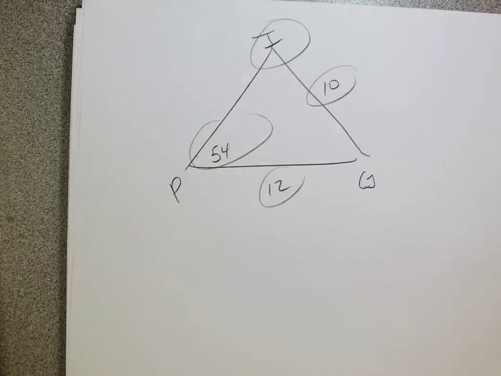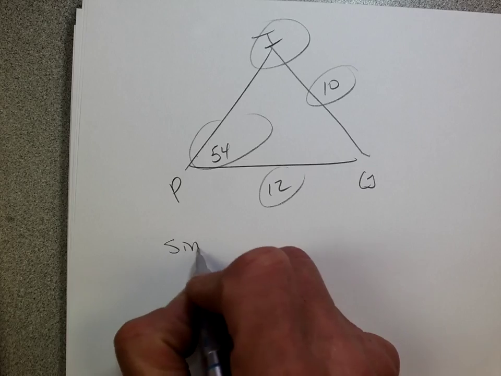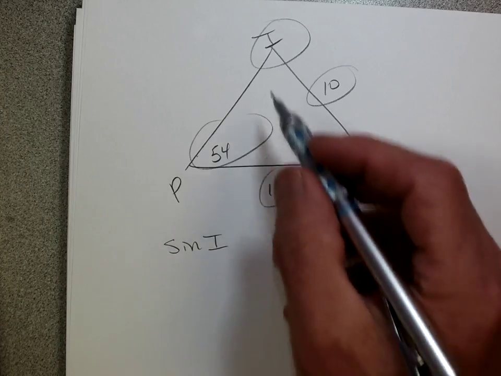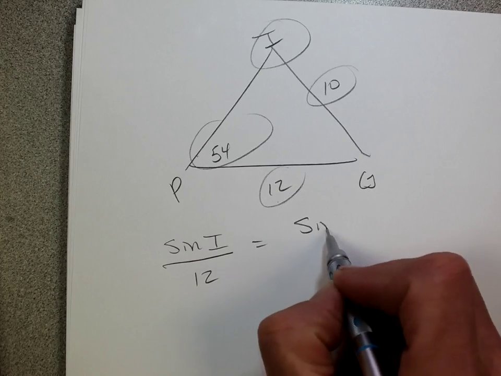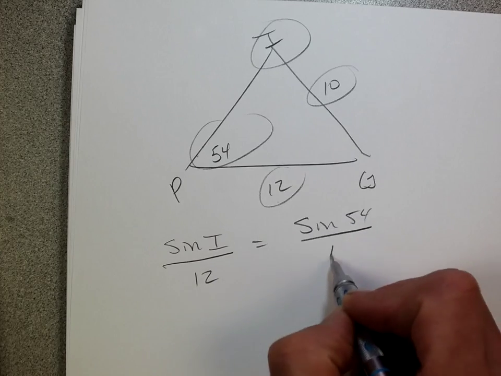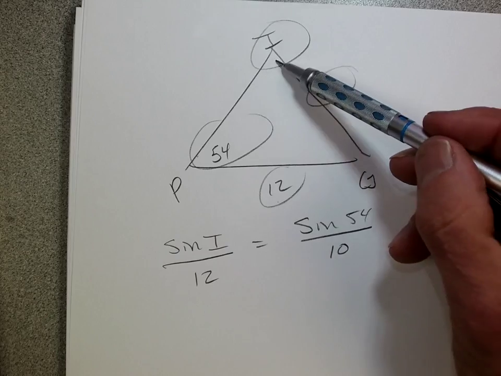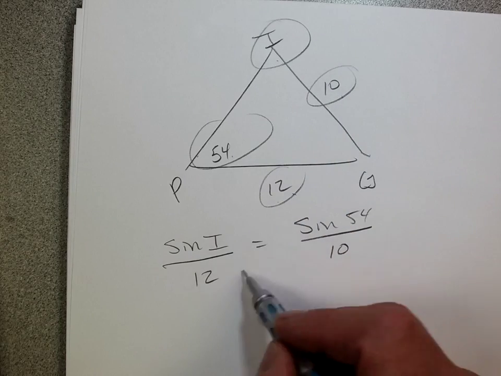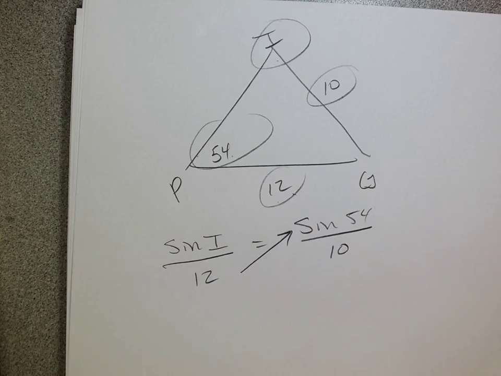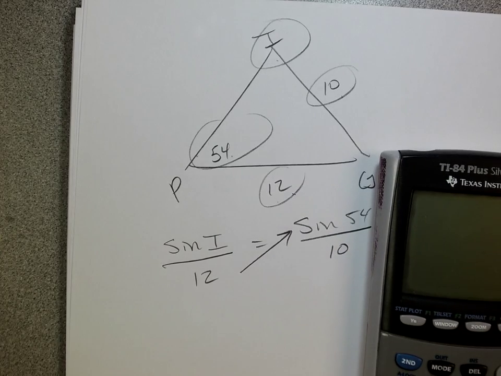So when I do it, I write down what I want to find first. So I'm going to go sine of I first over its opposite side, which is 12, equals the sine of 54 over 10. Okay, sine of an angle over its opposite side, sine of an angle over its opposite side. Okay, multiply by the 12, right?